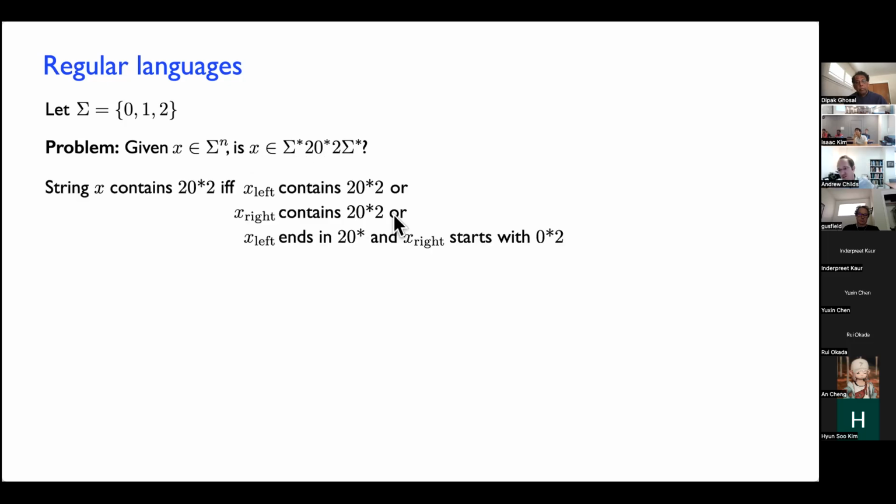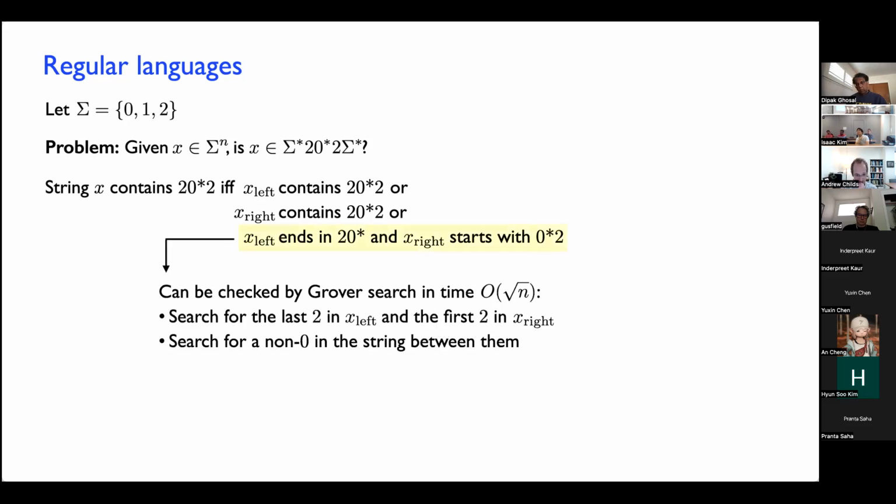Okay, so how can we solve this using divide and conquer? Well, there's a pretty natural way of doing it. The string is going to contain a 2 followed by some number of zeros followed by a 2 if that object is either in the left part of the string, where X left is the first n over 2 characters of the string, or in the right part, or if it crosses from the left into the right. Crossing would mean that the string on the left ends with a 2 followed by some number of zeros, and the string on the right starts with some number of zeros followed by a 2.